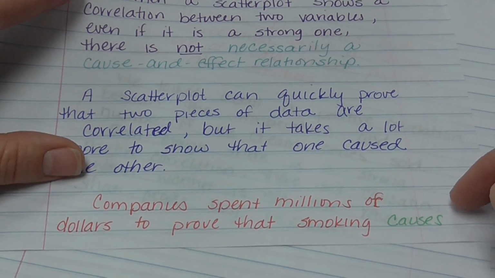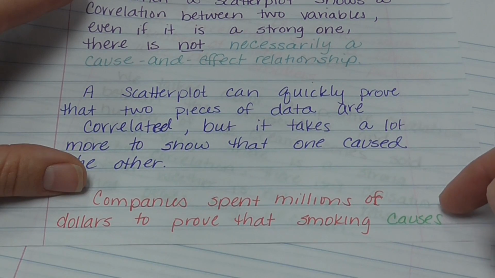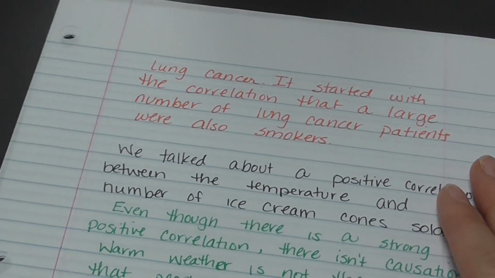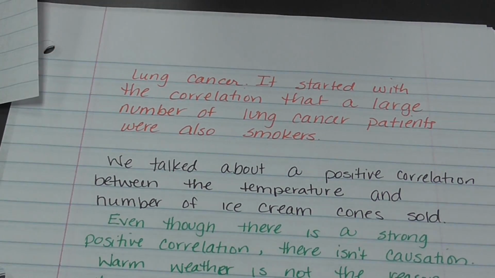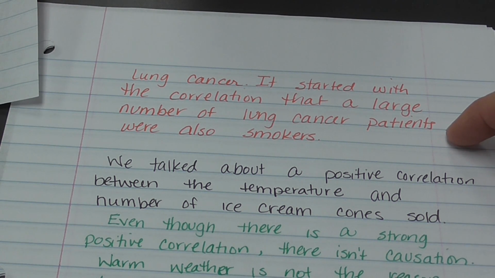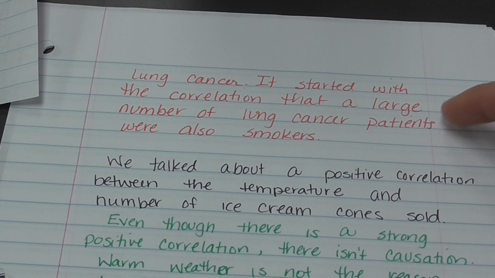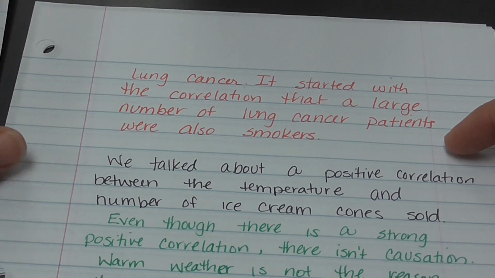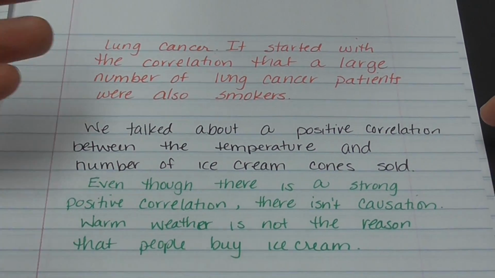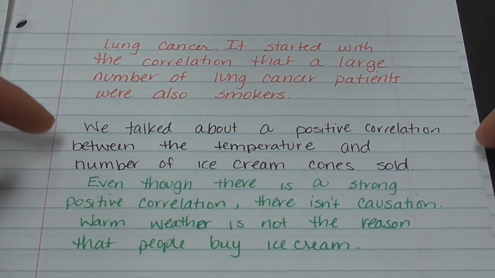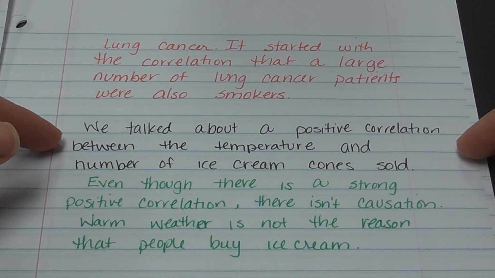So companies will spend millions of dollars to prove that, and this is just a real good example, that smoking cigarettes causes lung cancer. It started because they saw that the large number of lung cancer patients were smokers. Just because that correlation was there didn't necessarily mean causation, but it started the research that ended up leading to causation.